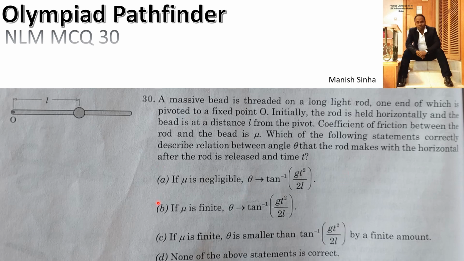There are four options. A: mu is negligible, theta tending to tan inverse of gt square by 2L. B: if mu is finite, theta tending to tan inverse of gt square by 2L. C: if mu is finite, theta is smaller than tan inverse of gt square by 2L by a finite amount. D: none of the above statements is correct. So let us discuss this question and reach the solution.